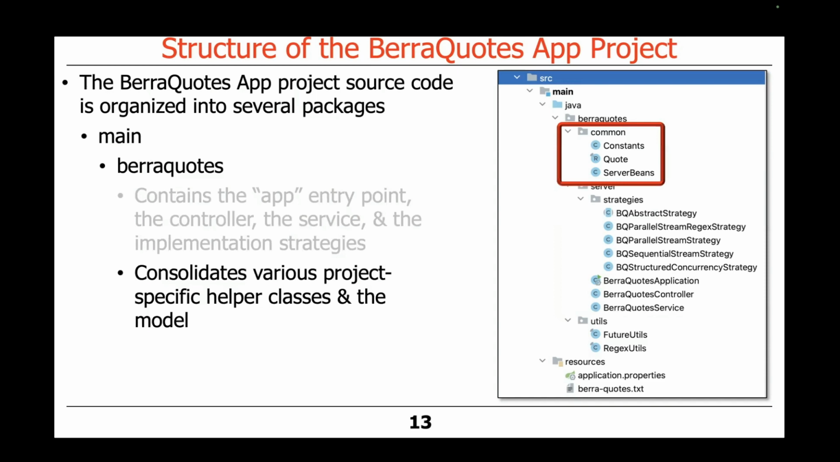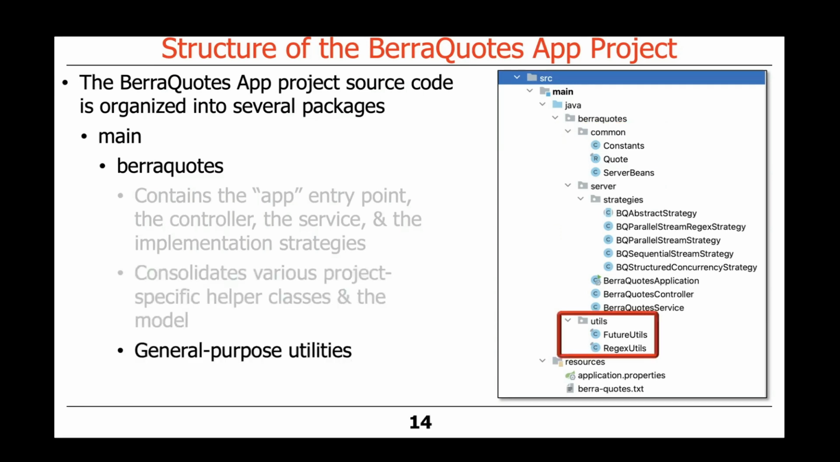We also have another folder or package called Common. This is where we consolidate various project-specific helper classes. These are things that make sense in the context of this particular application. So we have an object called a quote object that will keep track of a Yogi Berra quote. We keep track of some constants that we use to identify particular endpoints or various parameters, and so on.